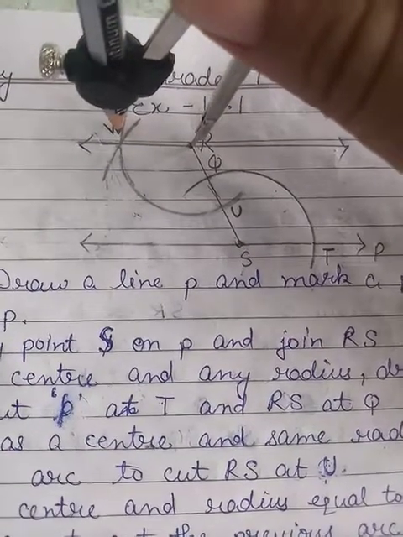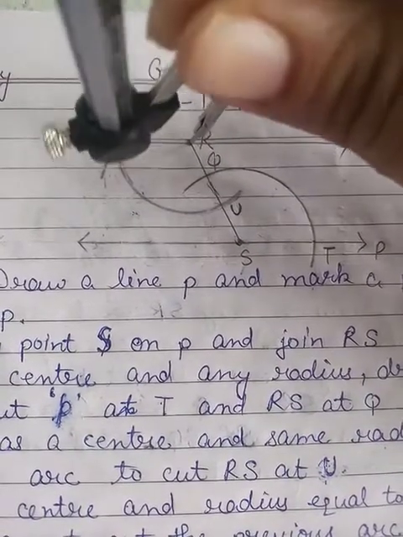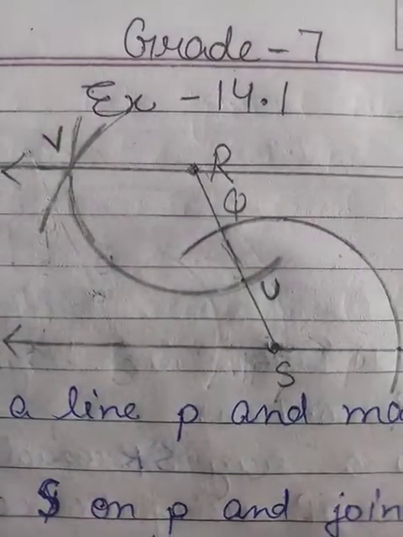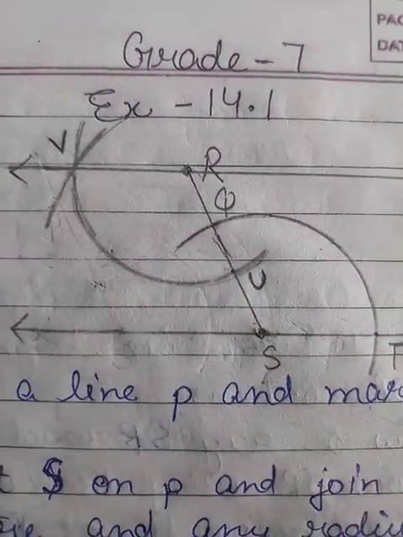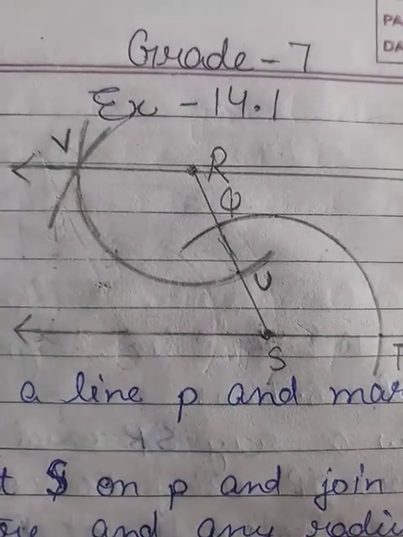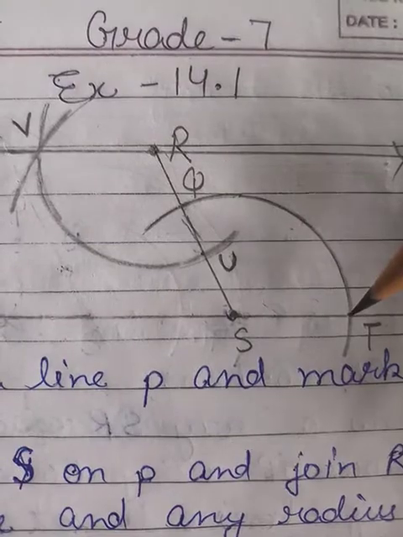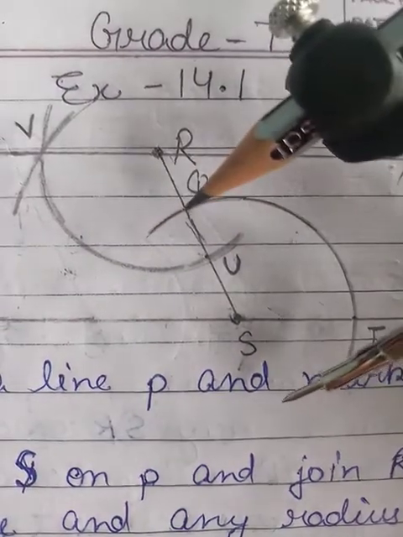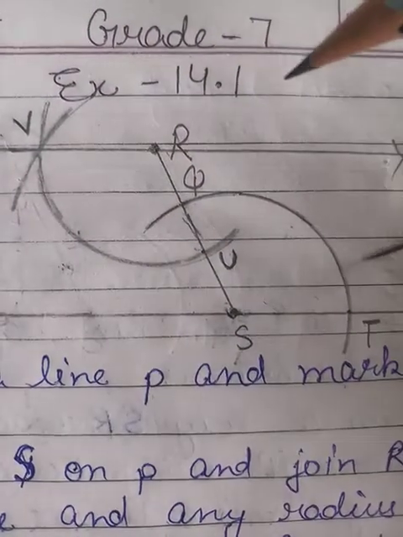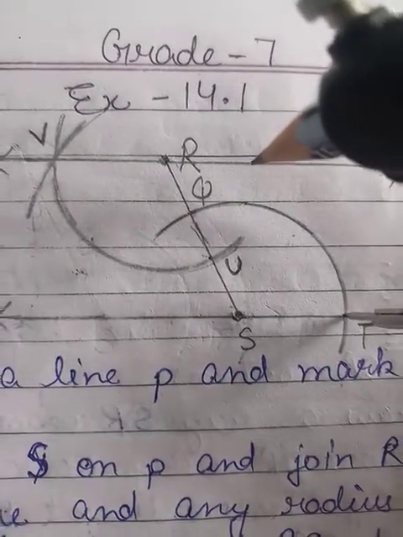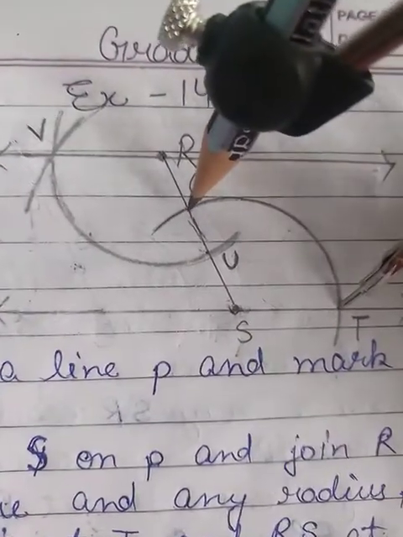Now after marking an arc here, we will check the distance of T and Q, means the distance of this point as well as the distance of this point. From here, by keeping my compass needle on point T, I need to open my compass till point Q.